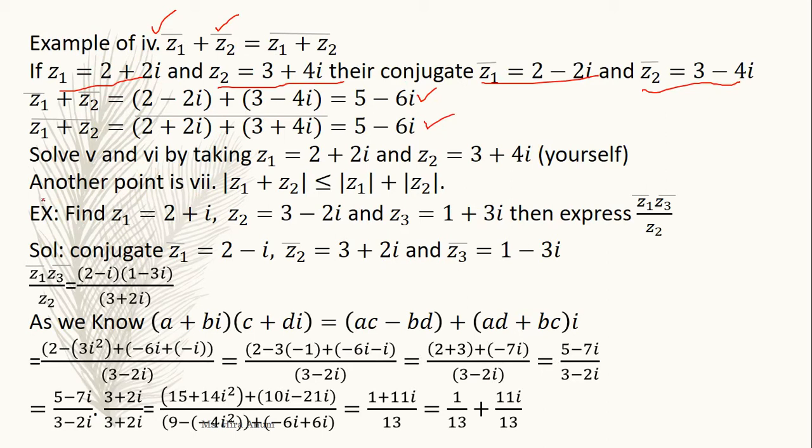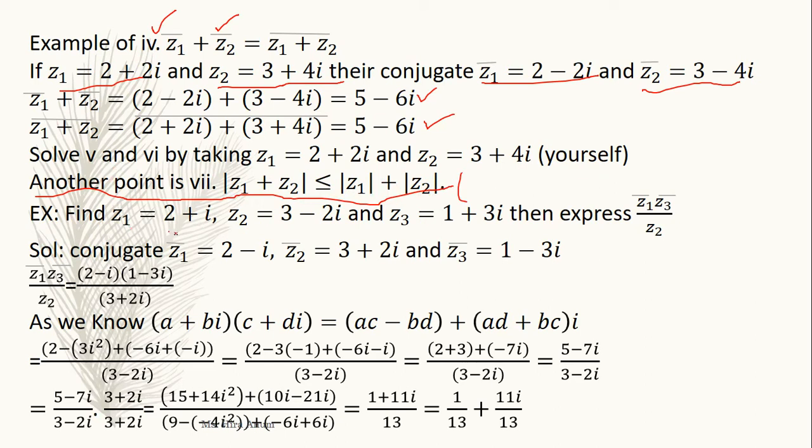The seventh property we normally do not use. We mostly see these types of theorems. This is the triangular property. Normally this property is called the triangular property. You can see mod of z1 plus z2 is less than or equal to mod z1 plus mod z2.